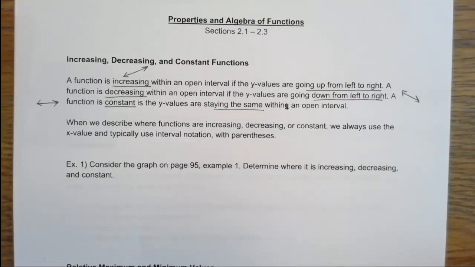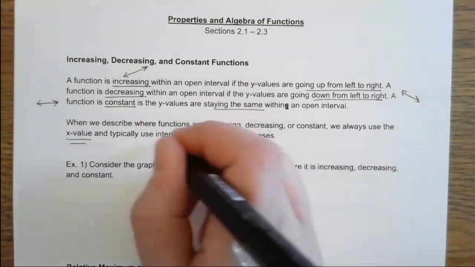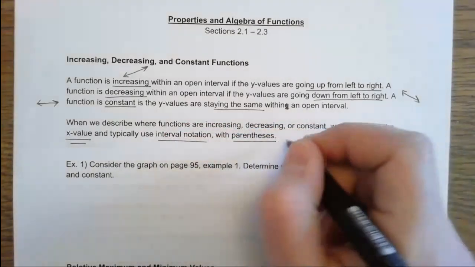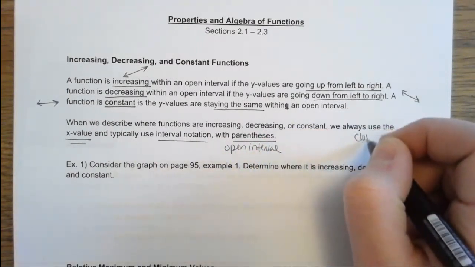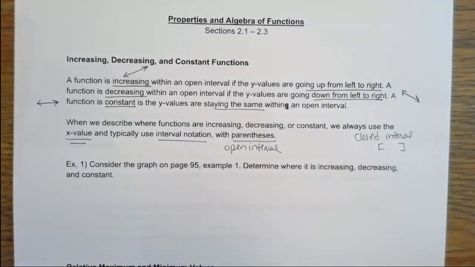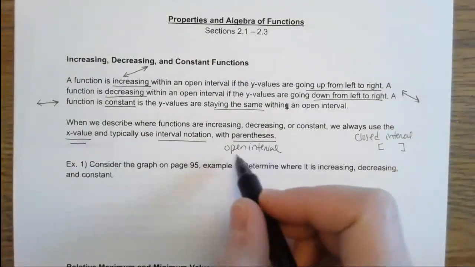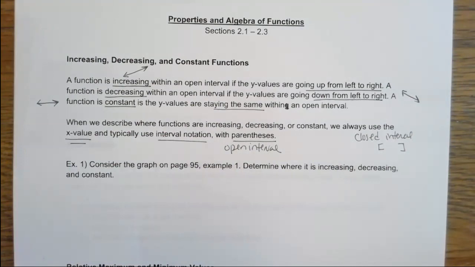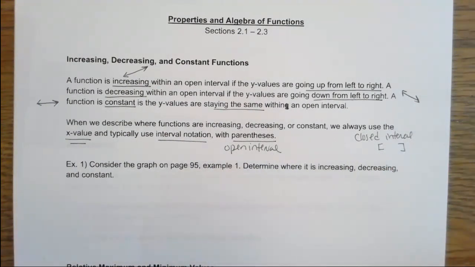When we describe functions that are increasing, decreasing, or constant, we always use the x values, and we always use interval notation with parentheses. So this is the idea of an open interval. As a little side note, if you hear the words closed interval, those are with brackets. So increasing, decreasing, constant, we always use the x values there as the reference points. And then we always use open intervals, so parentheses there. And that's really important. That's a very common mistake. And the reason is because a single point can't be increasing or decreasing or constant. So that's why we don't include endpoints here. We use open intervals instead.